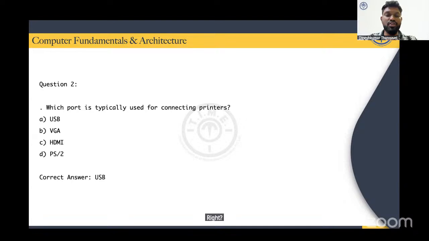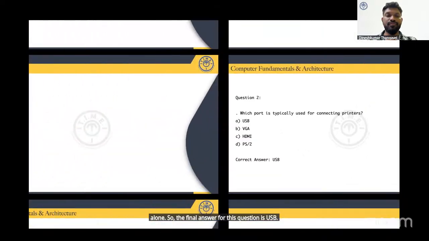The last one, PS2, that is keyboard and mouse only, right? Using the option PS2, we can connect keyboard and mouse alone. So the final answer for this question is USB.